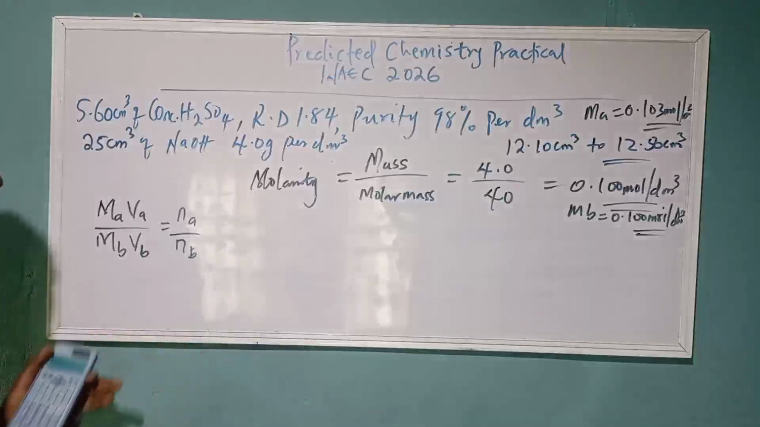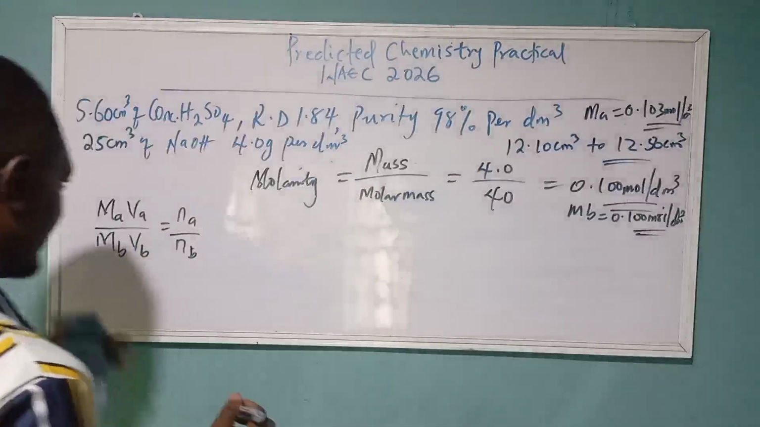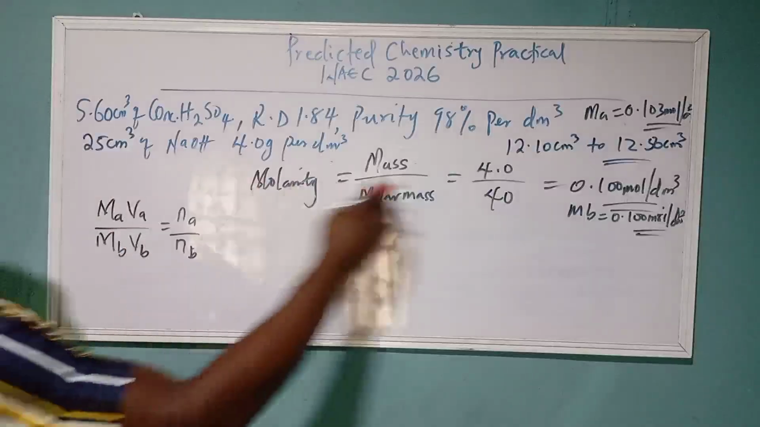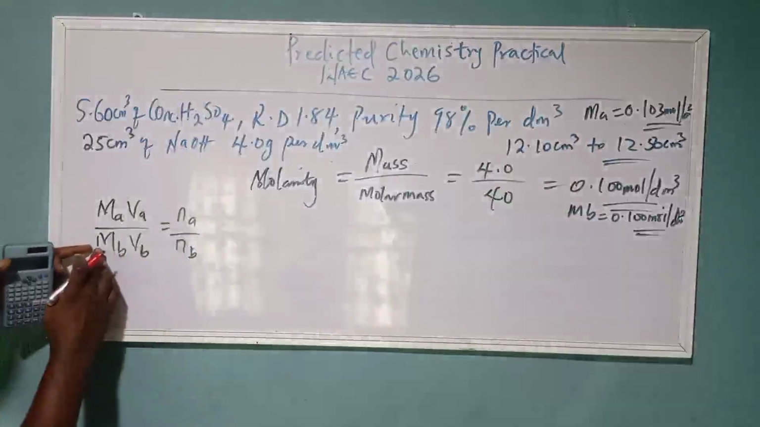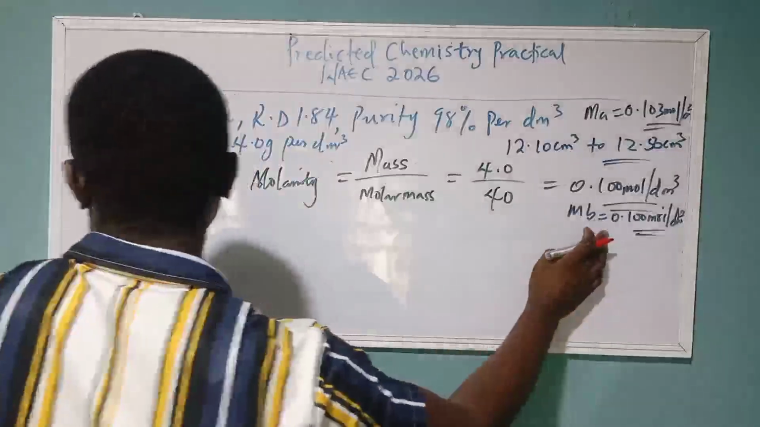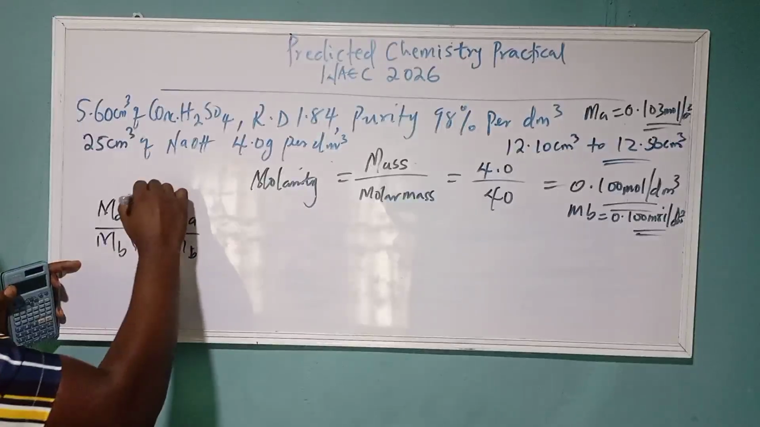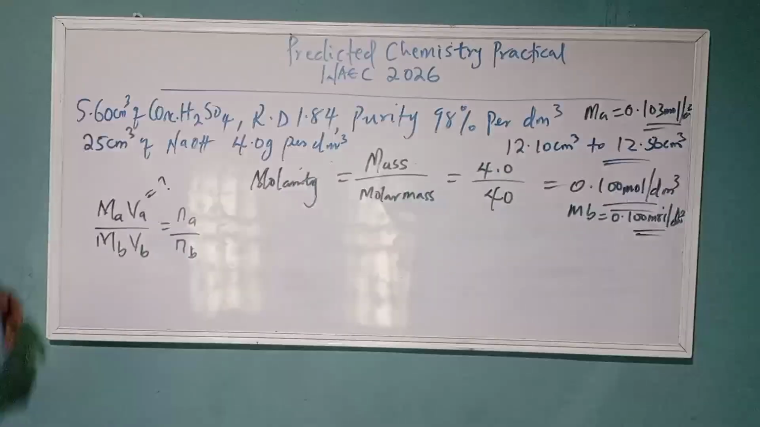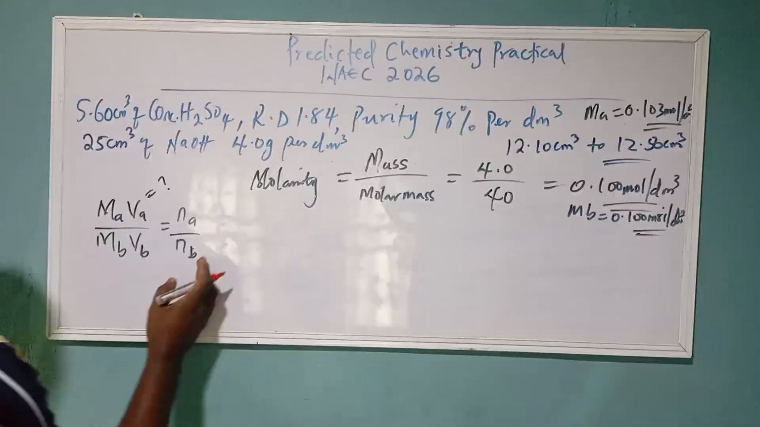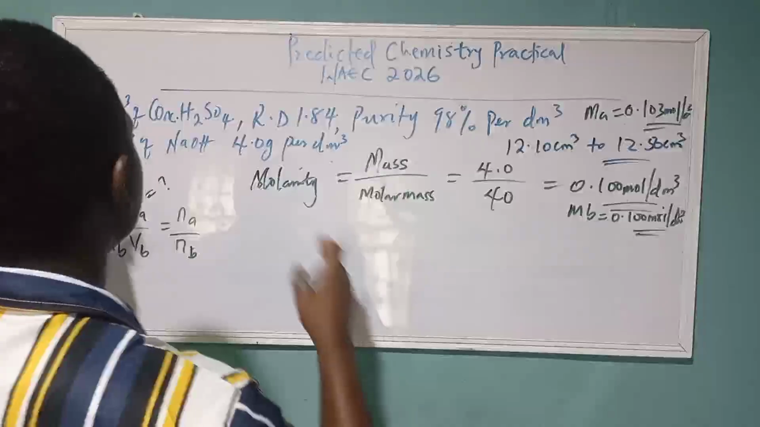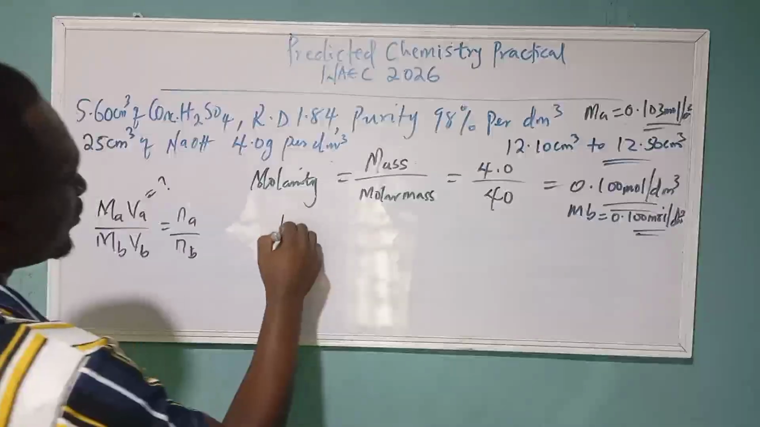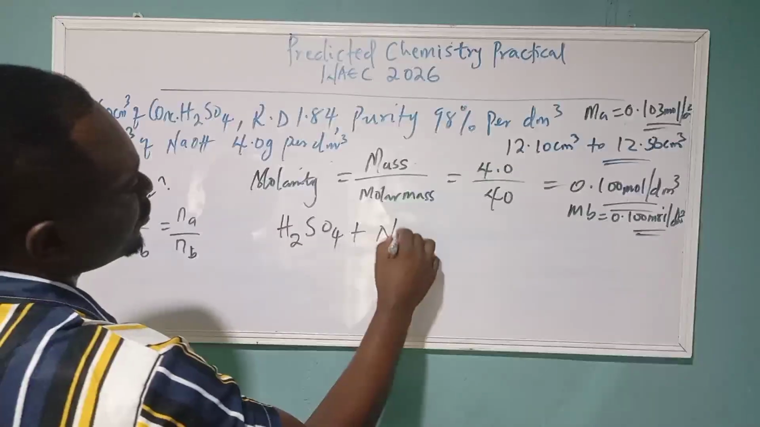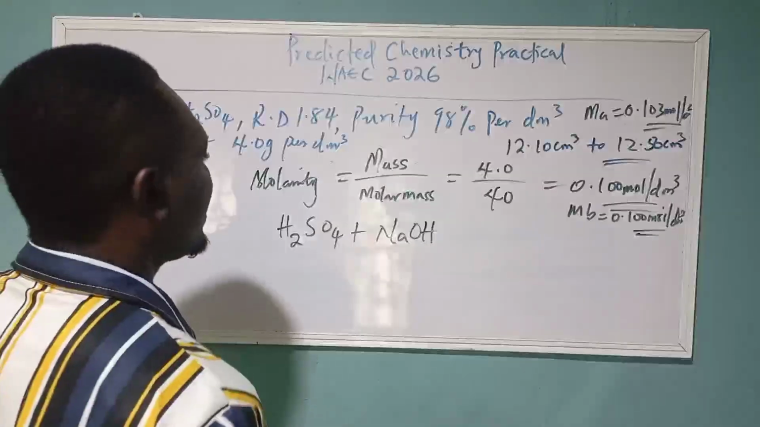So we know this formula, right? Before we can complete this formula, we know that MA, we have the value here. MB, we have the value here. VA is what we are going to be looking for, while VB is 25 centimeters cube. How about NA and NB? That will be gotten from the standard equation between the reaction of H2SO4 and sodium hydroxide, right?